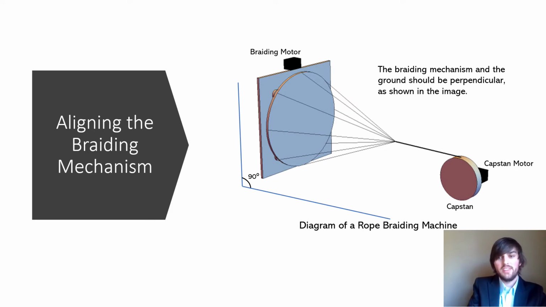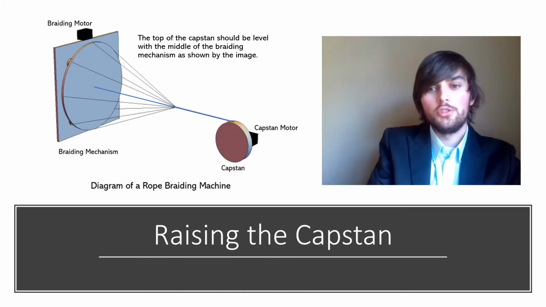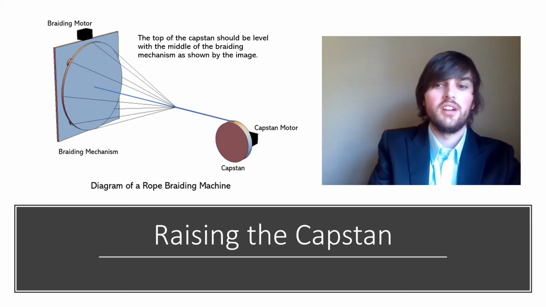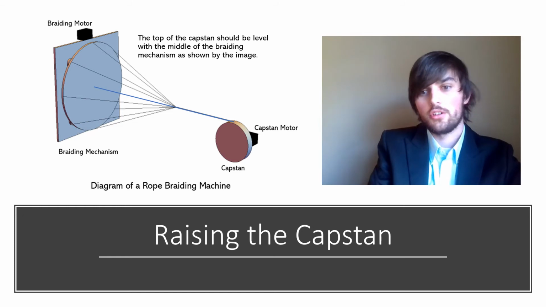So in order to create that, we had to make small extensions for the back legs of the base of the machine. After that, we had to align the machine in a different way. As you can see in the image, the top of the capstan should be level with the middle of the braiding mechanism. And in the machine at PC, it was a few inches too low. So Dr. Rodecor had me design and build a wooden base to put under the capstan in order to raise it to the correct height.